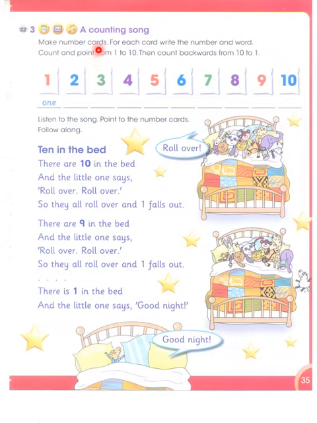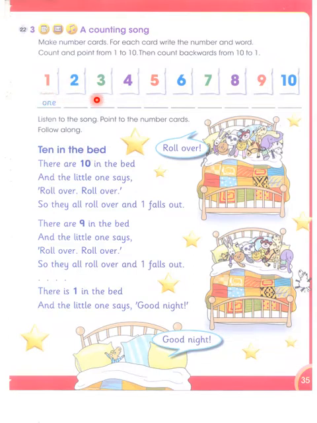A counting song. Make number cards. For each card, write the number and a word. Count and point from 1 to 10, then count backwards from 10 to 1. 1, 2, 3, 4, 5, 6, 7, 8, 9, 10. Right? Listen to the song, point to the number cards, follow the song.